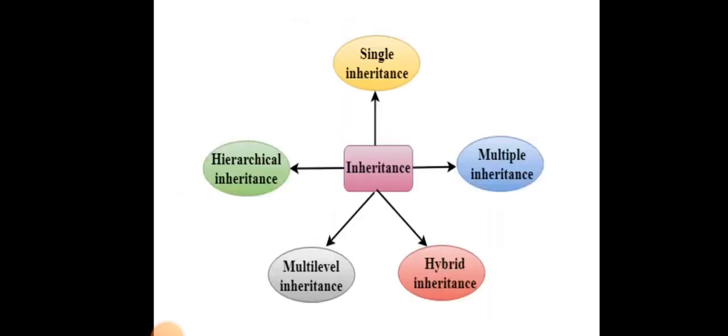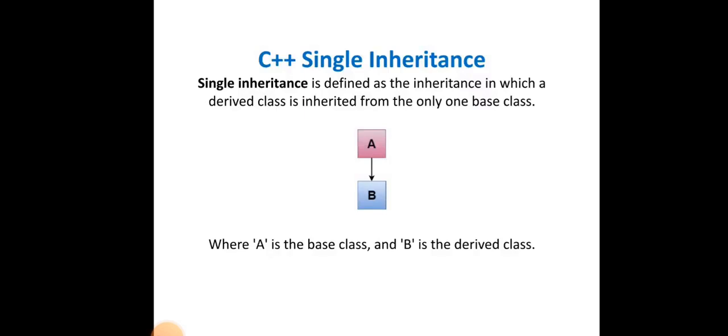There are different types of inheritance: single inheritance, multiple inheritance, hybrid inheritance, multi-level inheritance and hierarchical inheritance. Now we start with single inheritance.